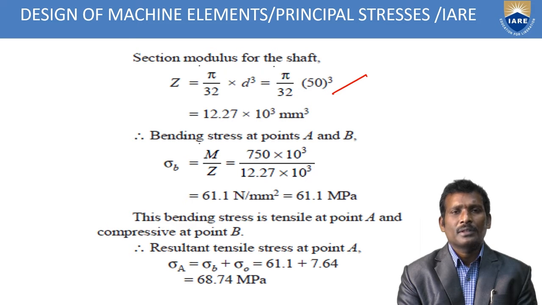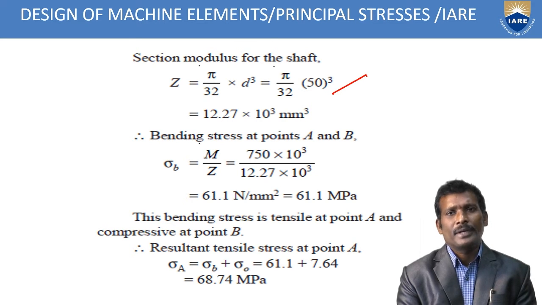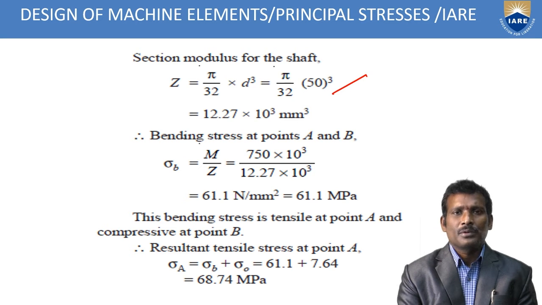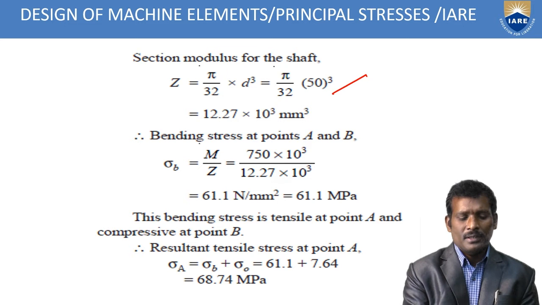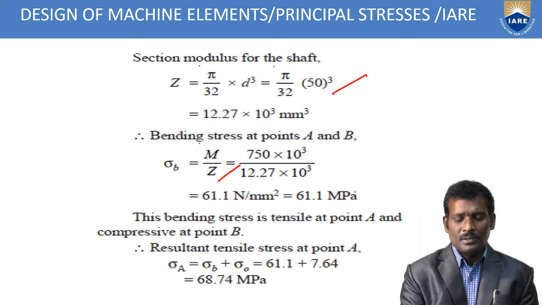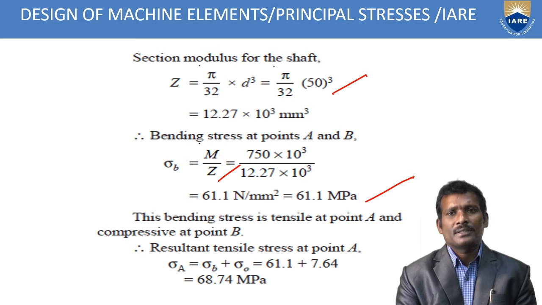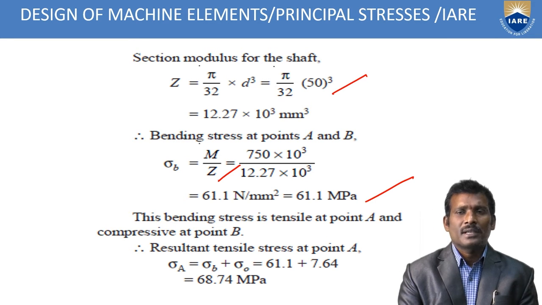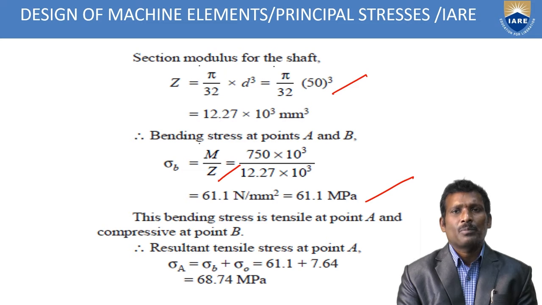After that, find out the bending stress at points A and B. The bending moment induced due to the bending load of 3 kilonewtons we have already calculated. Calculate the bending stress at points A and B by using the bending equation: sigma b is equal to M by Z, where Z is the section modulus of the shaft and M is the bending moment. Substitute those values in this equation, you will get the bending stress. This bending stress is tensile at point A and compressive at point B.